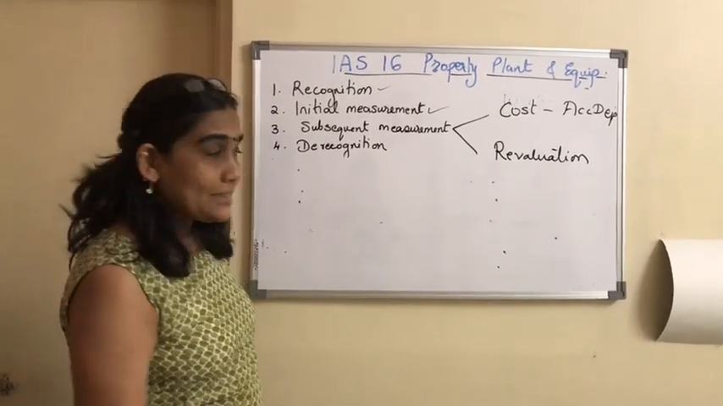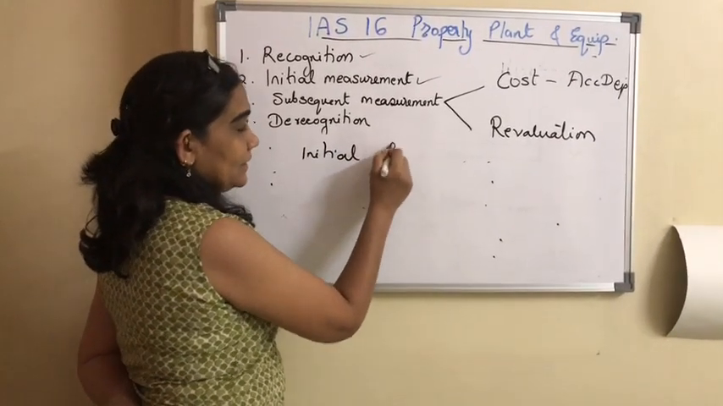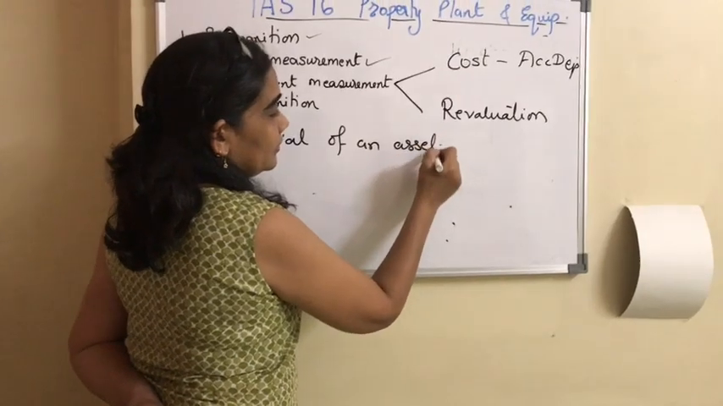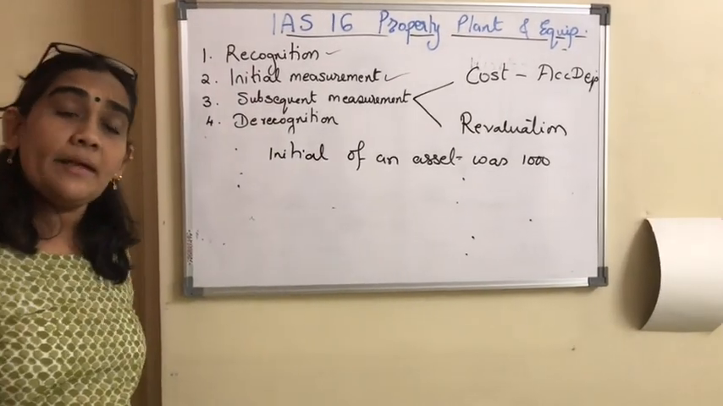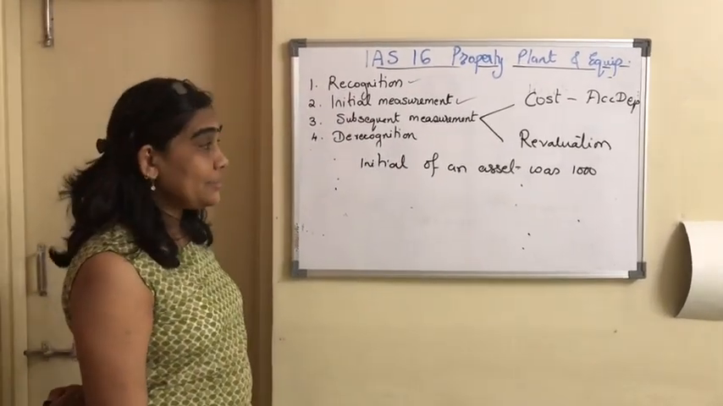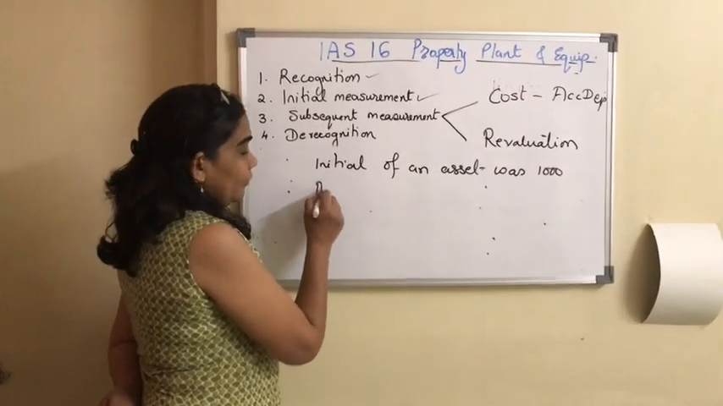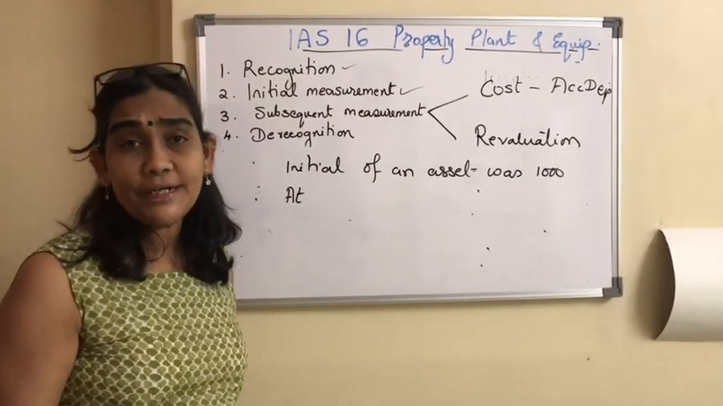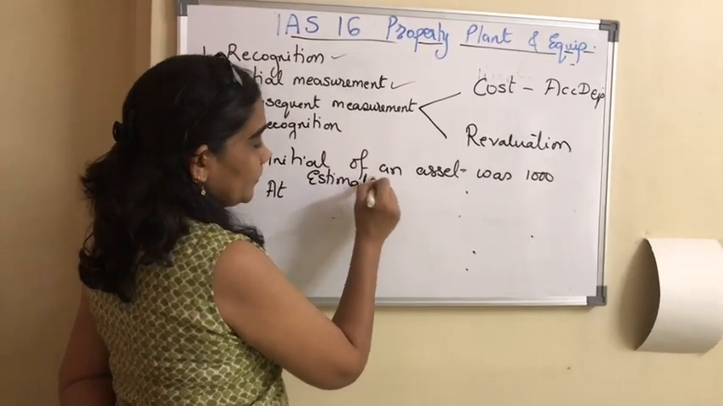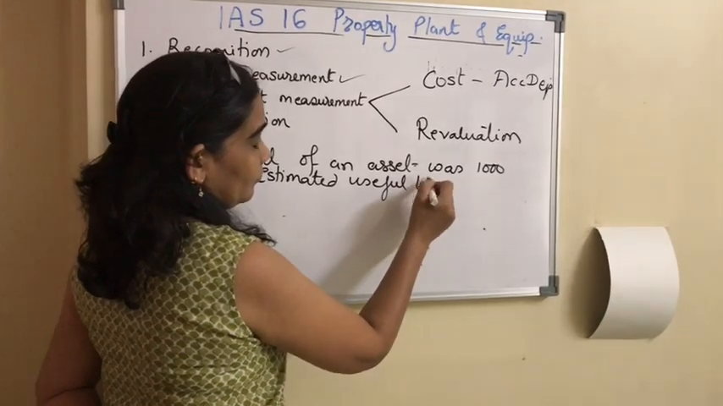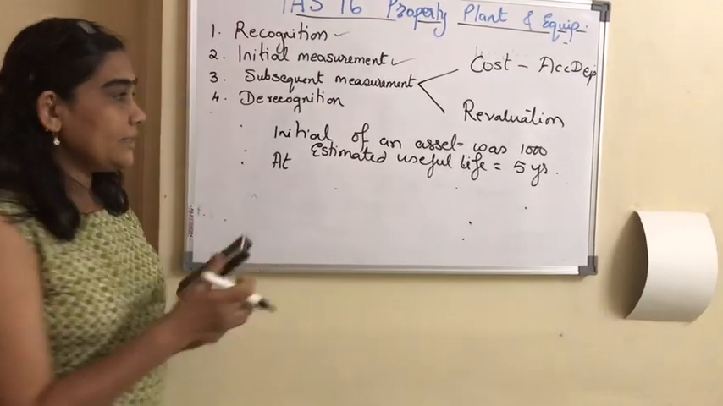Now, let's continue with the example. One more example. Suppose the initial recognition of an asset was 1,000, right? 10 years is the useful life of the asset, but you have decided to follow the revaluation model, right? You will continue to depreciate it straight line method, right? Estimated useful life is, let's say, 5 years in this case. So, depreciation would be how much?